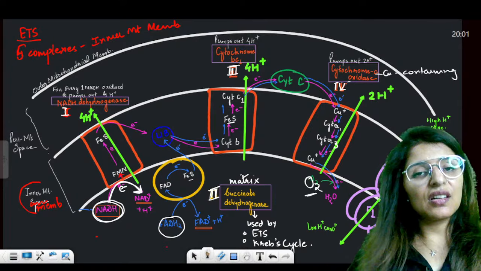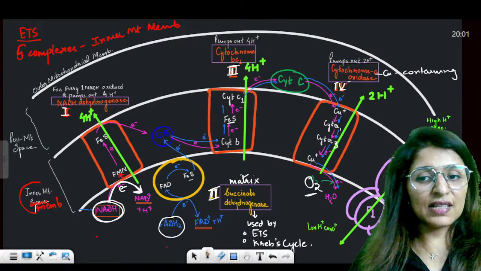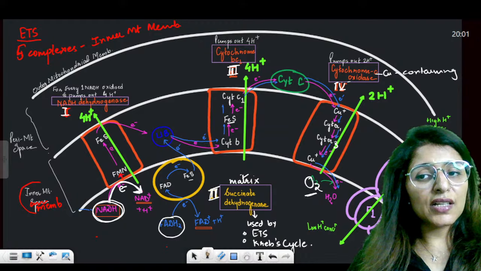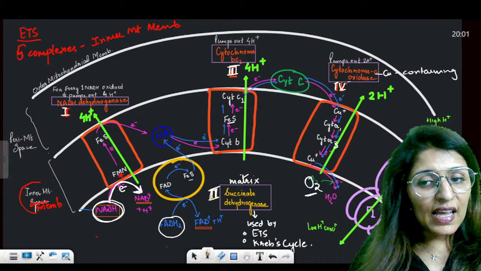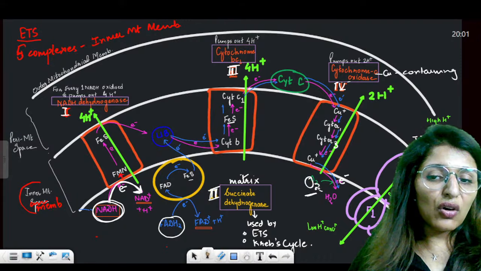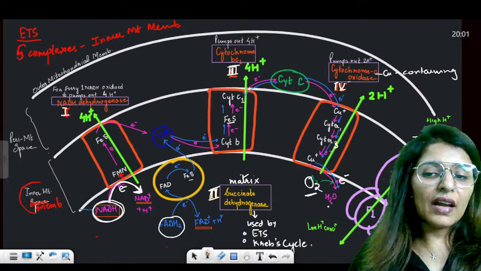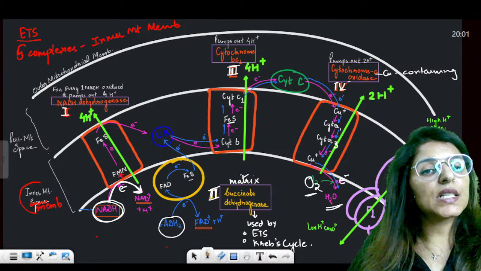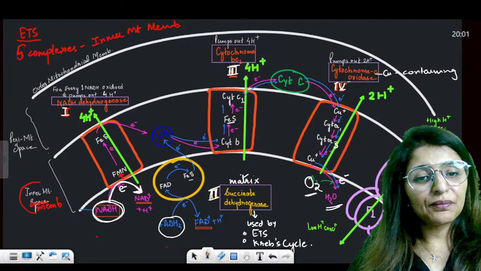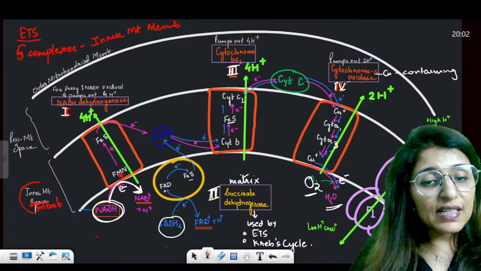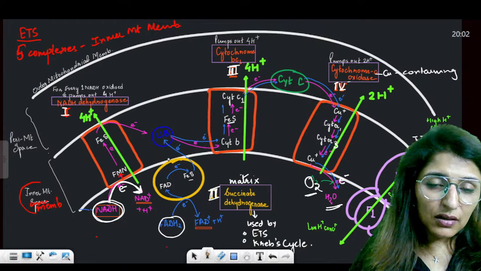And what is its function? It is the last electron acceptor. So from complex 4, that is cytochrome C oxidase, the electron is given to oxygen, and oxygen will take this electron and form water. Is that clear? Now, similarly, this FAD, just 2 more points, 2 more minutes.